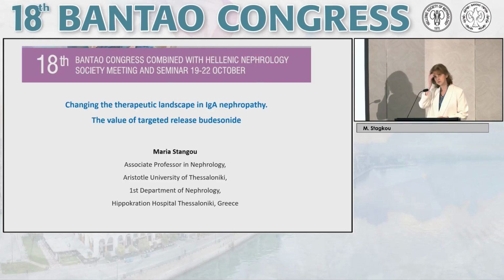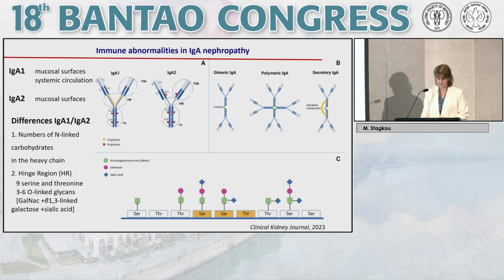We are going to talk about the changing therapeutic landscape in IgA nephropathy, and we are going to analyze the value of targeted release budesonide. The pathogenic pathway in IgA begins with a deficient glycosylation of the IgA molecule, as we all know.